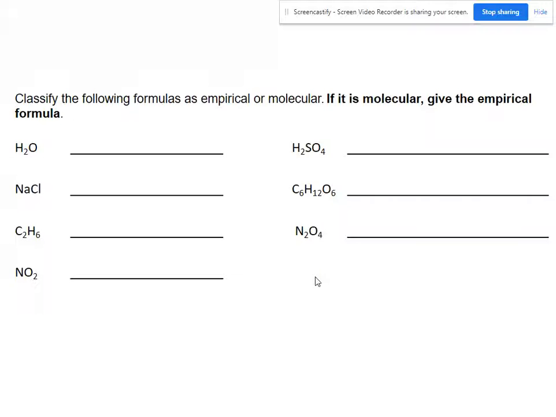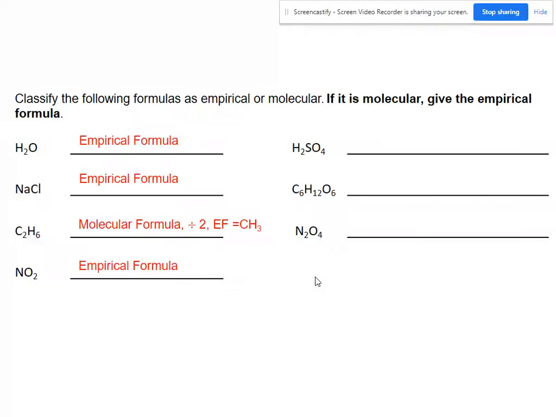Remember, molecular can be anything. Empirical would be the simplest whole number ratio. So if I look at H2O, 2 and 1, are those in lowest terms? Yes, empirical formula. NaCl, 1 Na, 1 Cl, yes. C2H6 can be divided by 2, so that would be a molecular formula. I would divide by 2, so the empirical formula would be CH3. The 1 is understood after the carbon, but you can write it if you want.